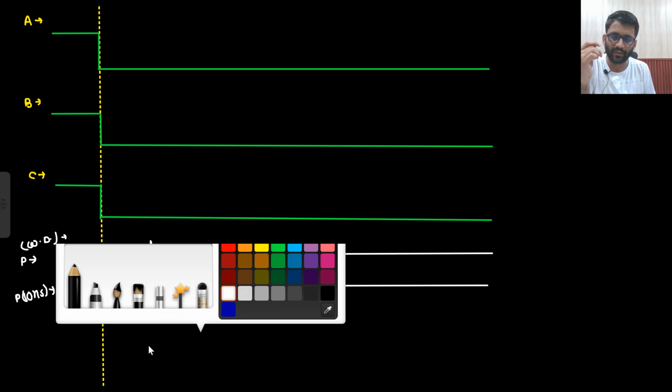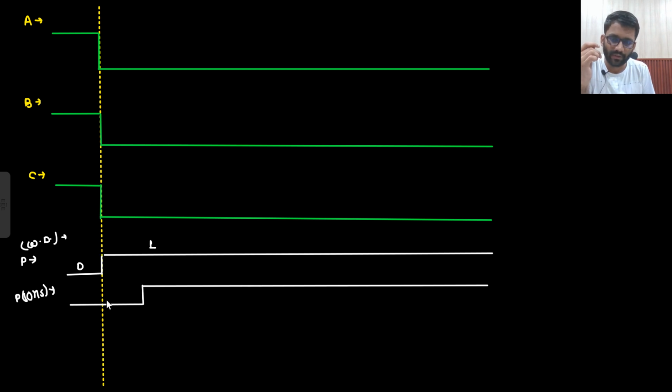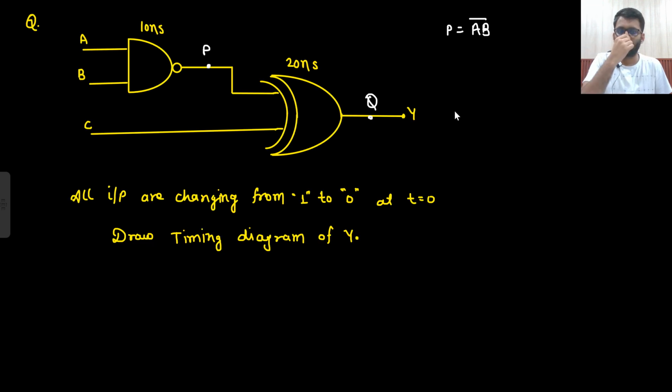This is delayed by 10 nanosecond. So this window is 10 nanosecond. This window is 10 nanosecond. So this is 10 nanosecond, right? Now, what is my Q? Q is P delayed. P delayed I am saying XOR with C. So P delayed XOR with C. This is what I need to do.